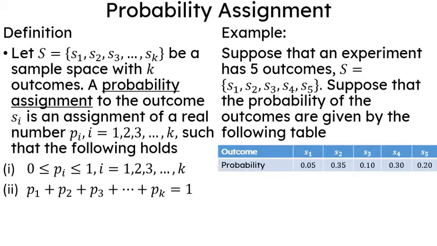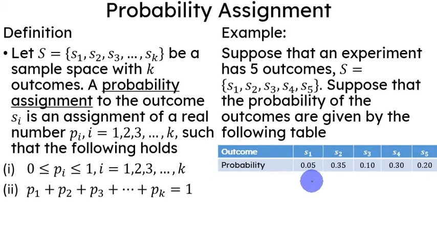So let's have another example. Suppose an experiment has 5 outcomes given in the sample space set S containing the elements S1, S2, S3, S4, S5. Suppose that the probabilities of the outcomes are given in this table. Let us make sure that this is an actual probability assignment. So first, double check if all the probability assignment values are in between 0 and 1. As we can see, they are.